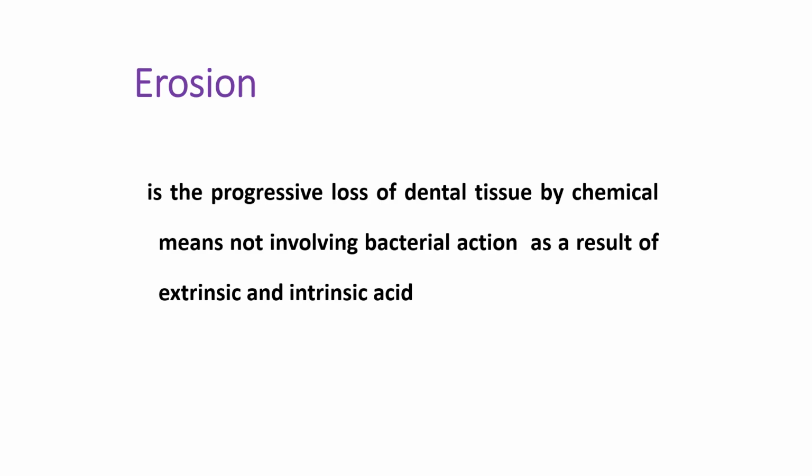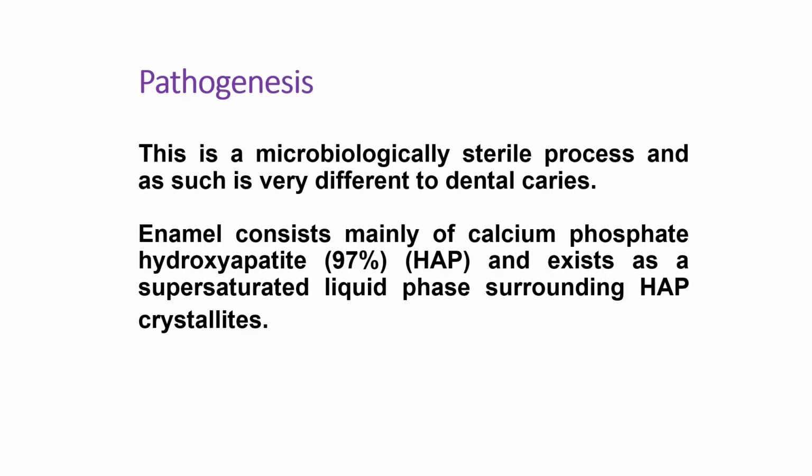When pH goes below the 5.5 mark, that is the critical pH, demineralization of the structure, basically the enamel, starts. We are going to see demineralization of the tissue that is not due to bacterial action, but due to chemical action. So what is the pathogenesis?